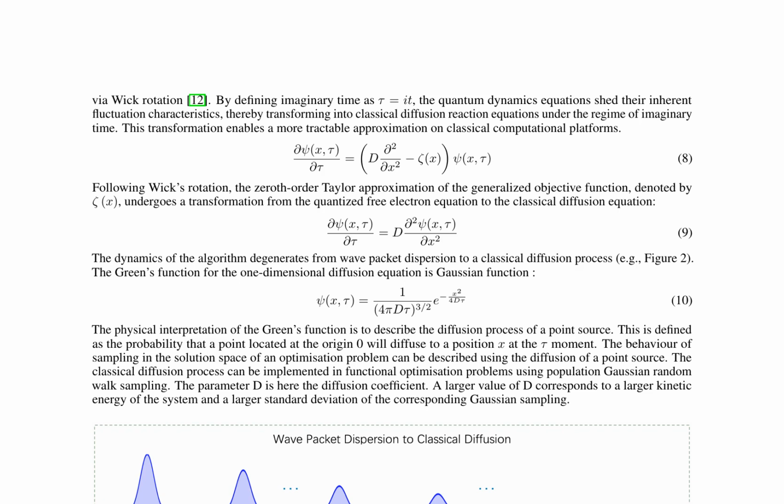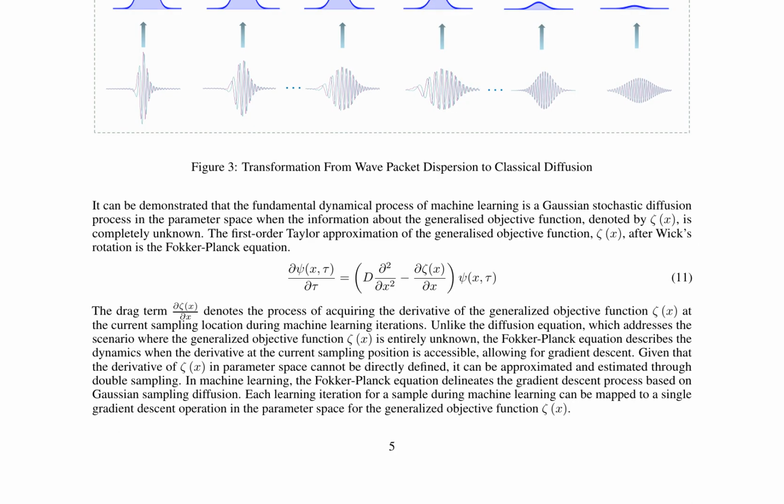The Green's function for the unidimensional diffusion equation is a Gaussian function, describing the diffusion process of a point source. This classical diffusion process can be implemented in functional optimization problems using population Gaussian random walk sampling. The diffusion coefficient D influences the kinetic energy of the system and the standard deviation of the Gaussian sampling. Furthermore, the fundamental dynamical process of machine learning is revealed as a Gaussian stochastic diffusion process in the parameter space. After Wick's rotation, the first-order Taylor approximation of the generalized objective function zeta(x) yields the Fokker-Planck equation. This equation describes the gradient descent process based on Gaussian sampling diffusion, allowing for the estimation of the derivative of zeta(x) through double sampling.